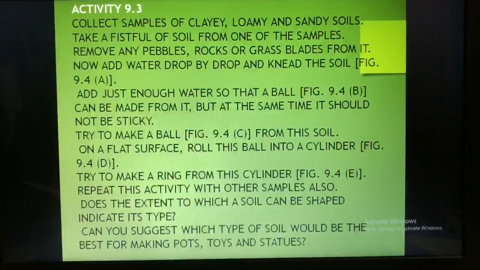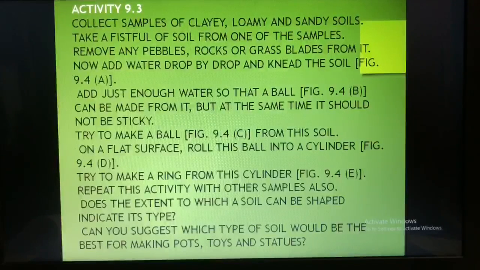Does the extent to which a soil can be shaped indicate its type? So what happens now, taking all the samples, that is clay soil, loamy soil and sandy soil, you have to make the balls and you have to make the toys and all. Usually children will play at home, isn't it? With the mud and all you make the things. Earlier they used to do this. Nowadays they are not doing, but still you can take the mud and try to do it. So they make the animals and all with that. So now among these three soils, from which soil you are able to make the toys, you have to see it.